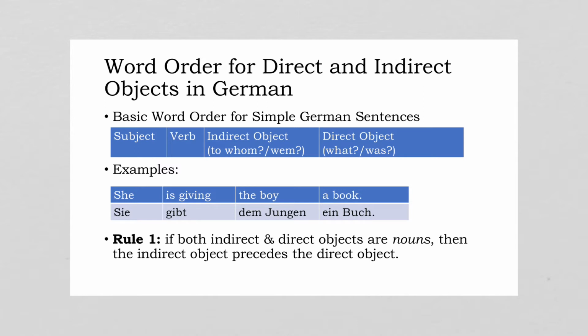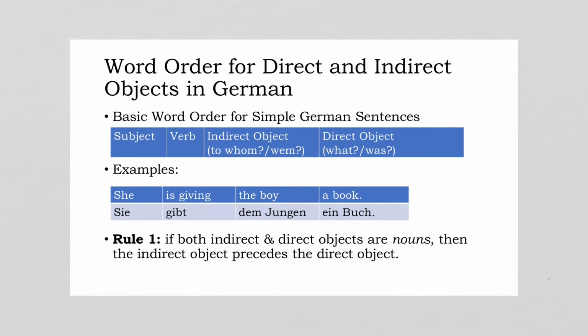So first, let me just start with the basic word order for simple German sentences. And this is a very, very simple example. There are many more complex examples of sentences in German. So you first have subject, followed by the verb, then the indirect object, and the direct object. The indirect object is answering the question, to whom, or wem. The direct object answers the question, what, was. So, we'll start with this example.